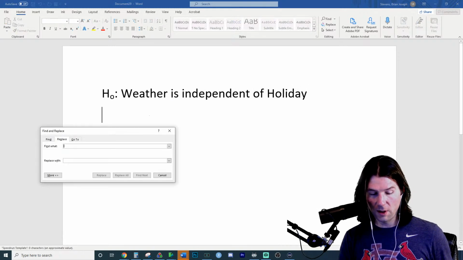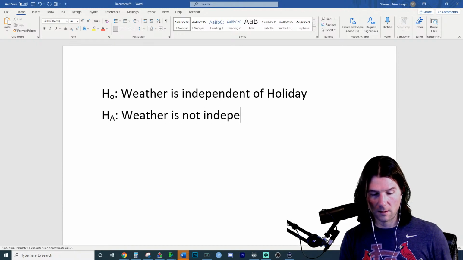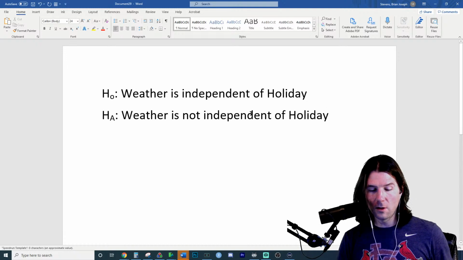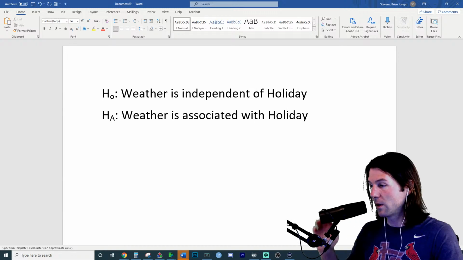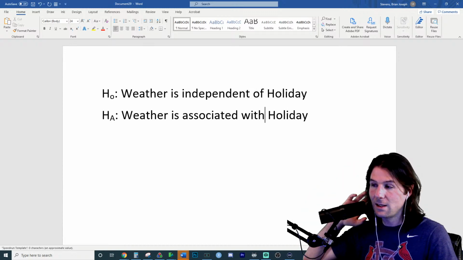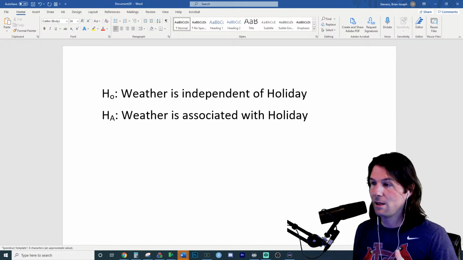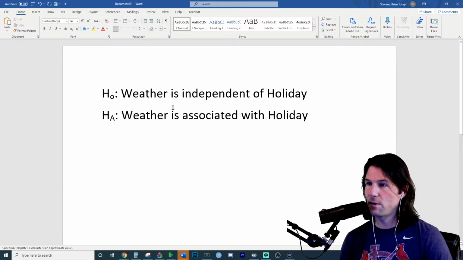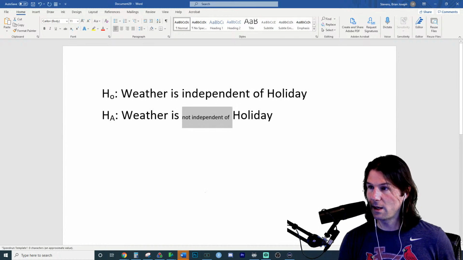That's it. Alternative hypothesis is going to be weather is not independent of holiday. You can also say is associated with. That's another way of doing it right there. So it's either independent or there's some sort of association, some sort of relationship between the two variables. But the null hypothesis in a chi-square test of independence is it's independent. But we do have different ways of stating the alternative. Another way is to say it's associated.